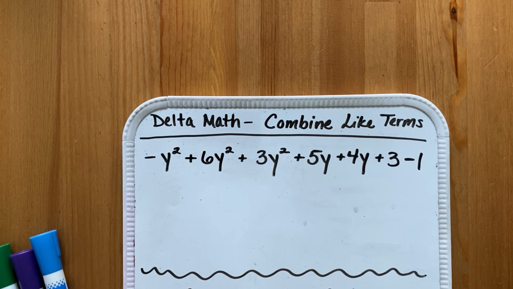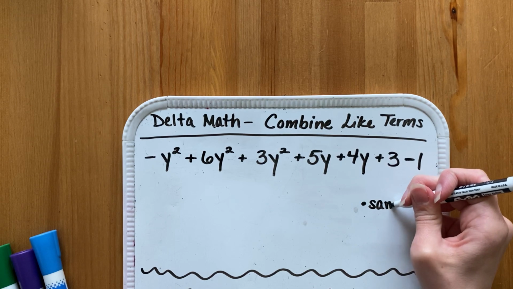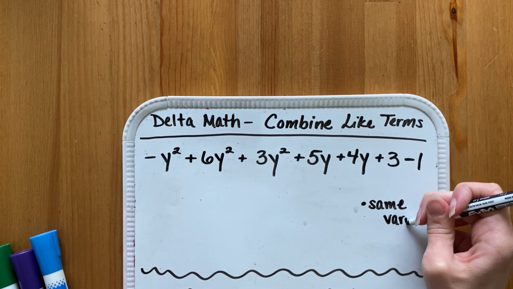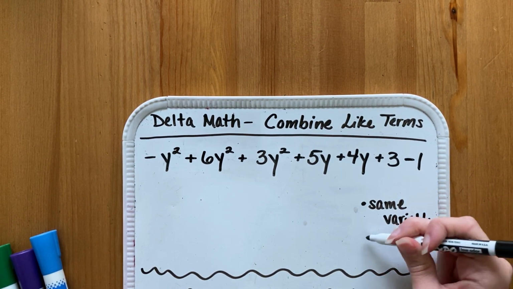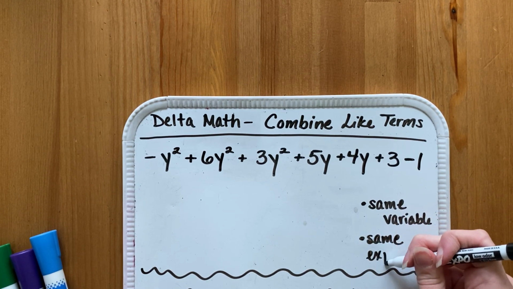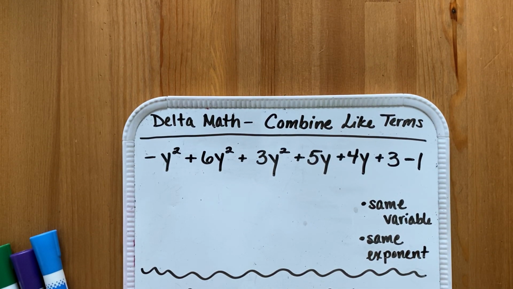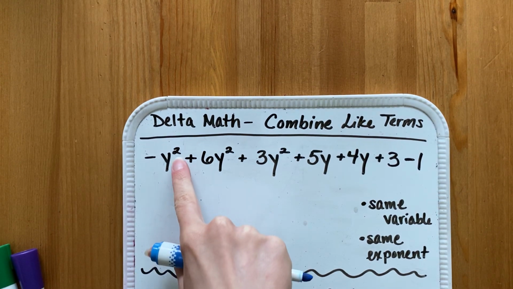So our strategy for combining like terms is to first identify what like terms are. Remember that for terms to be like terms, they need the same variable and the same exponent as well. So my first step is to identify like terms, and this is where my colors are going to come in. I'm going to start with my first term, and my first term has a y squared.